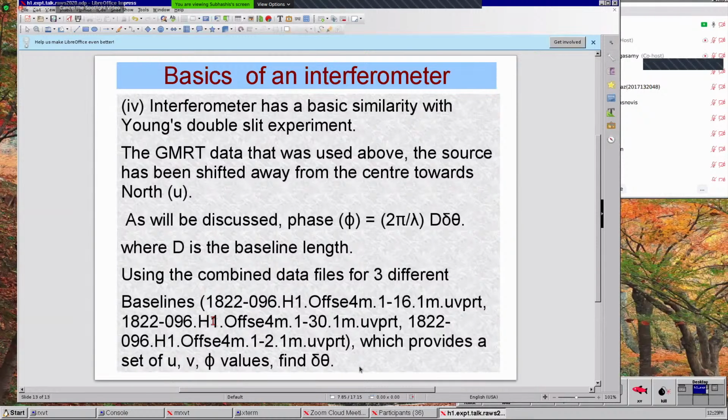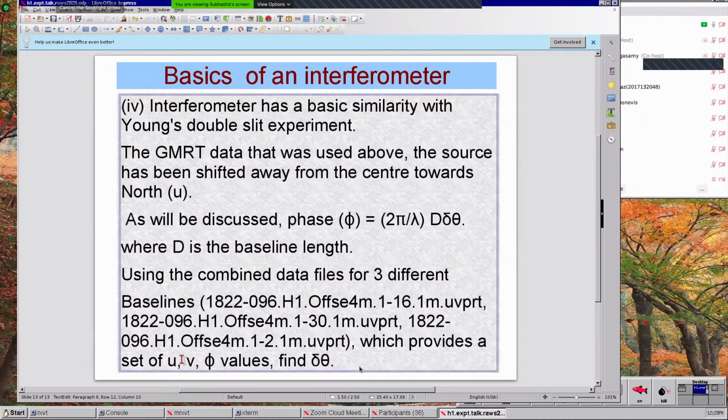As will be discussed, the phase phi, which we see in interferometric data, you can think of as 2 pi by lambda, d is the baseline length, into delta theta. This can be shown explicitly, where d is the baseline length, using the combined data files for 3 different baselines, which you have been given in the Google folder, which will give you the values of u, v and w. Because the source is in the north, only one of these contains this u and w. I am not talking about that today.